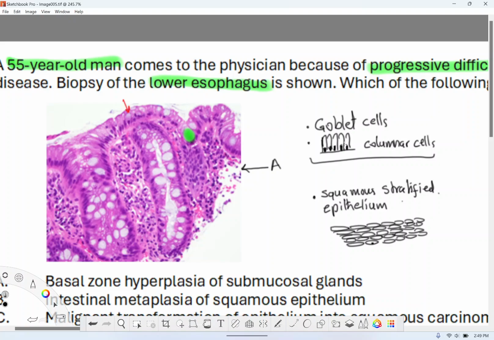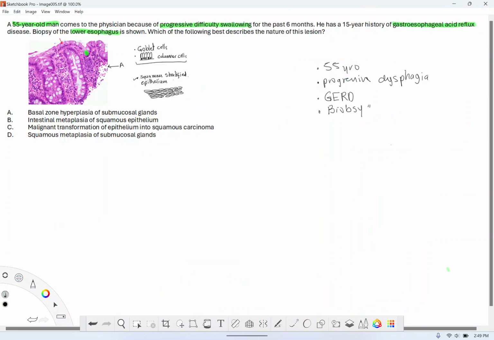So whenever I see goblet cells and columnar epithelium in the esophagus, I know this is not the natural epithelium of the esophagus. The natural epithelium of the esophagus is stratified squamous epithelium, which is made of multiple layers of flat cells. As soon as I see that, I expect this to be metaplasia. So my diagnosis would be metaplasia. Now the biopsy shows metaplasia. Metaplasia to what? Metaplasia means change, a change in epithelium.